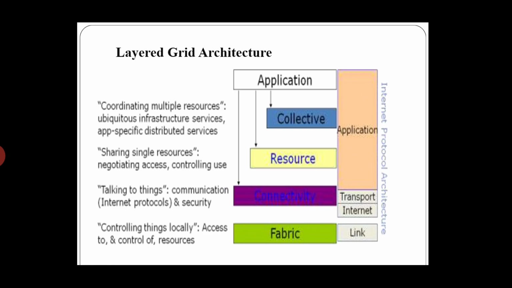And we have seen the fabric, in the sense the link layer. What do we have to link? The data link layer. The data will be linked through an Internet protocol address. And we have seen the layered grid architecture.